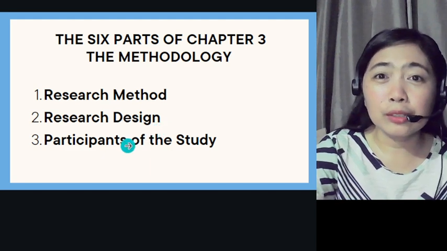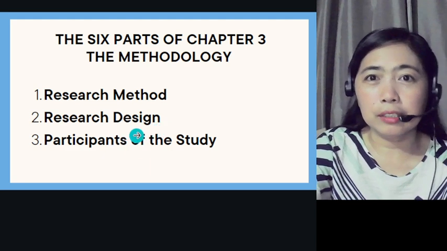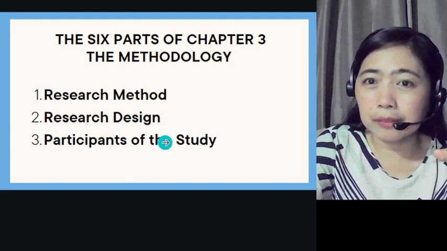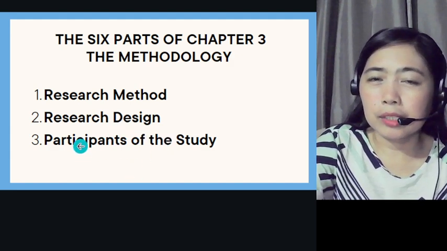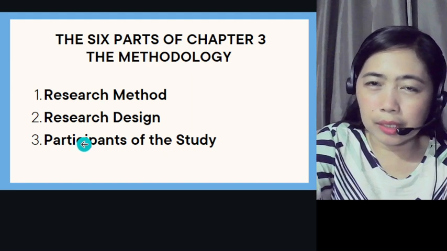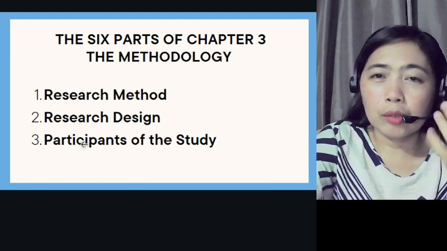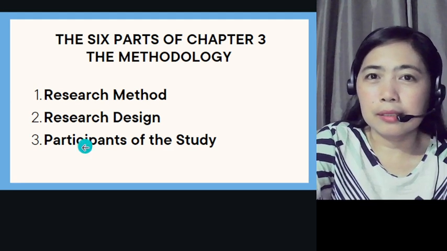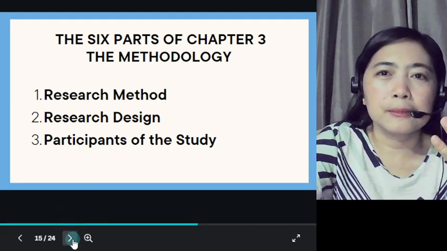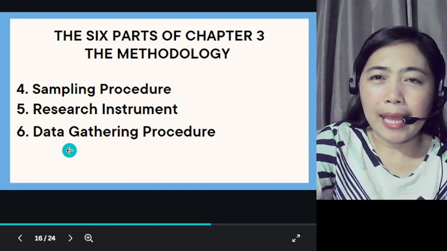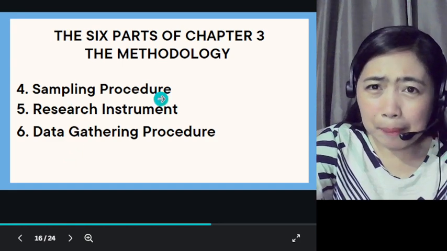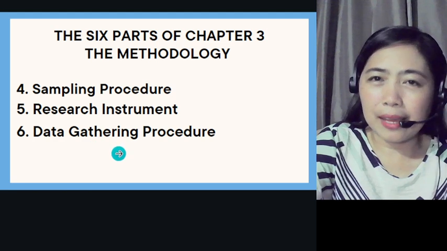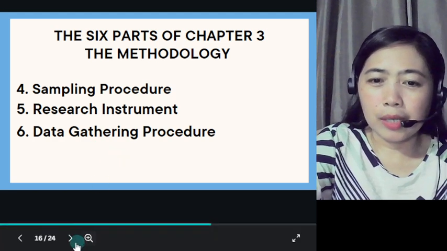Okay, what goes into your chapter 3 is the research method, research design, participants of the study. I would like to insert here the research locale. Locale is the place where you conducted the study. Okay, so you put that there. These are the other half parts: sampling procedure, research instrument, and the data gathering procedure. So how do we do this?